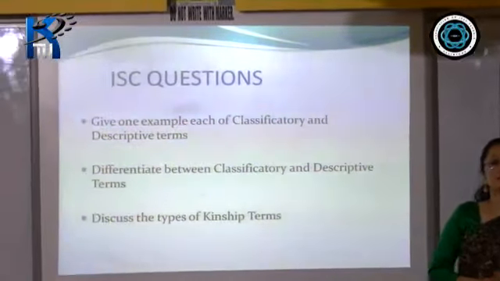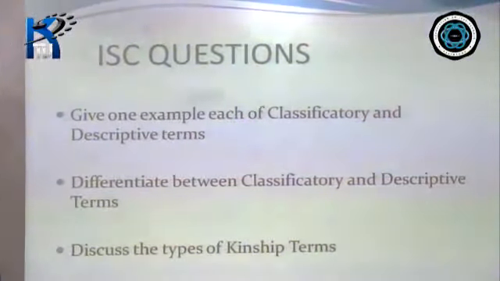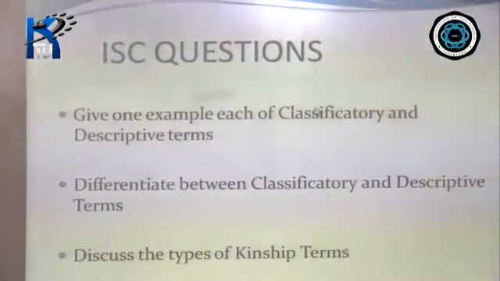Again, let's discuss the ISC questions from these kinship terms. Give one example, in the short question: one example of a classificatory and one example of a descriptive term. So just one that they have asked. One would be in classificatory, it could be aunt. In descriptive, it could be mother.